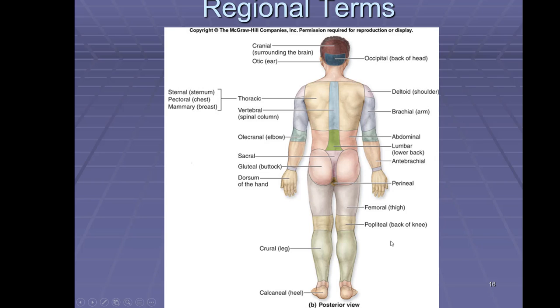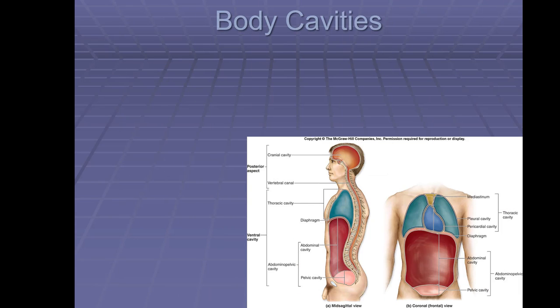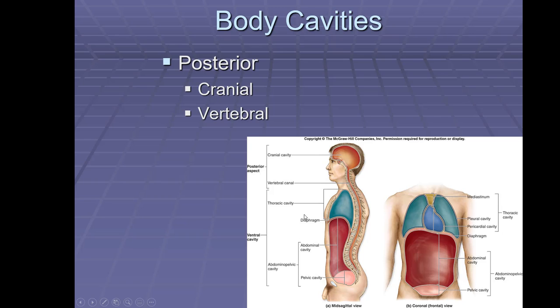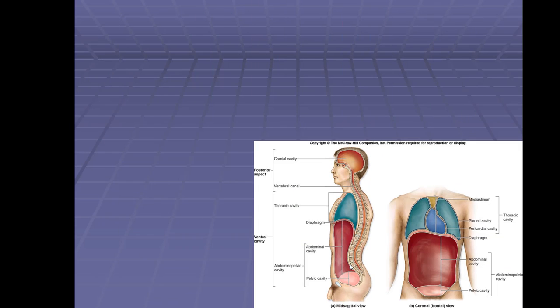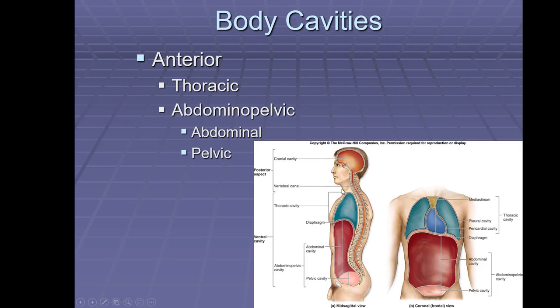So be familiar with these regional terms, but like I said, after you learn these they are going to become second nature throughout the course. So moving on to body cavities, just a brief introduction. There's two major body cavities, posterior and anterior. So the posterior is pretty easy. It consists of the cranial cavity, which holds the brain, and then the vertebral cavity, which surrounds the spinal cord. So that's the posterior.